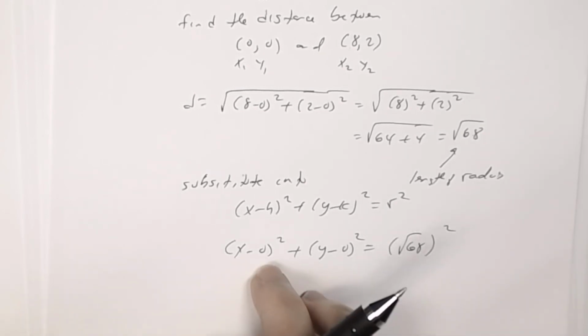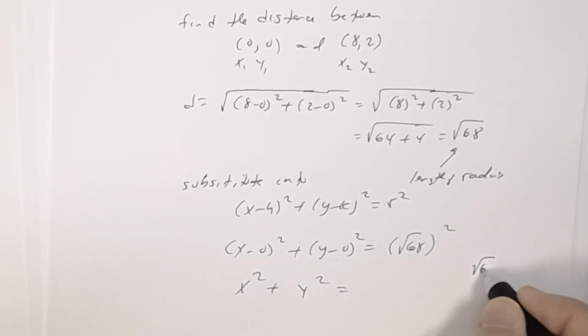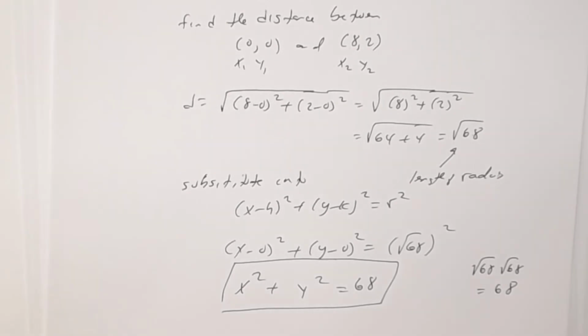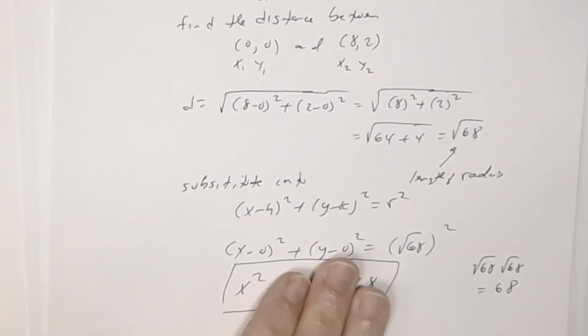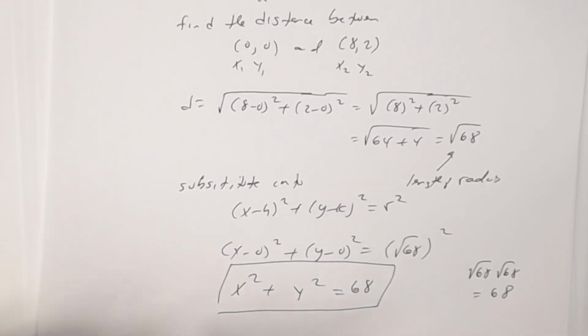You need to know that x minus 0 is x, so this just becomes x squared, plus y minus 0 is y, so that becomes y squared, equal, and then the square root of 68 times the square root of 68 is 68. And so there's the equation of the circle. Okay, so remember when you started talking about equations of circles, whenever you saw just x squared and there was no number in here, that would mean that the x coordinate of your center is 0, and same thing here, the y coordinate of your center is 0. All right, so that's the answer to this one.